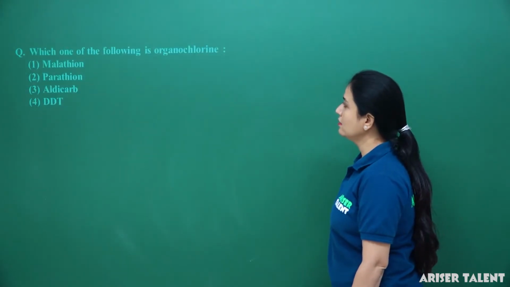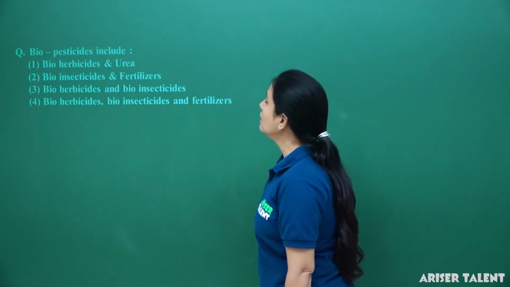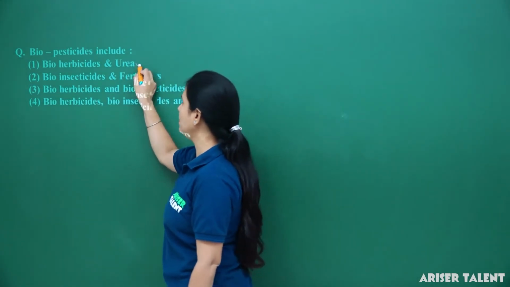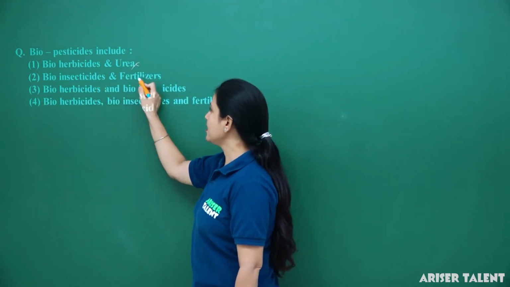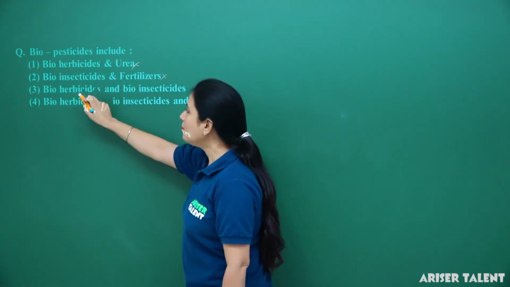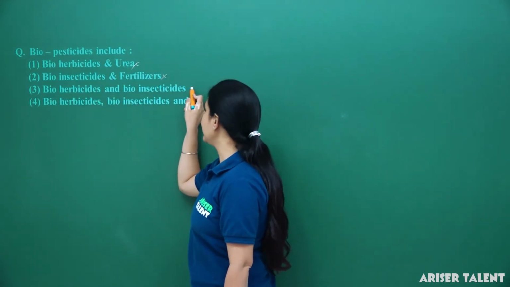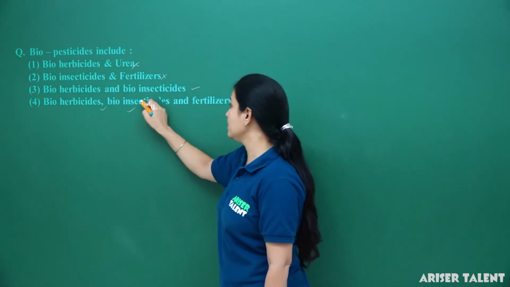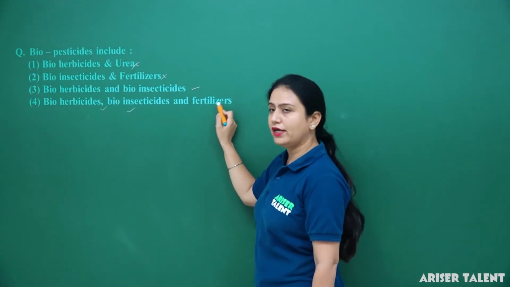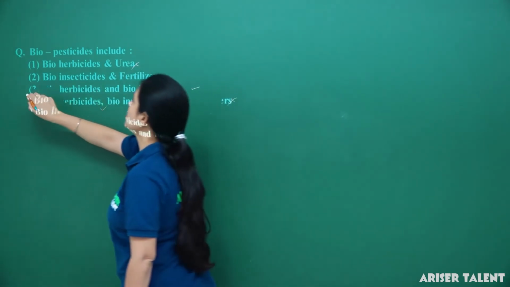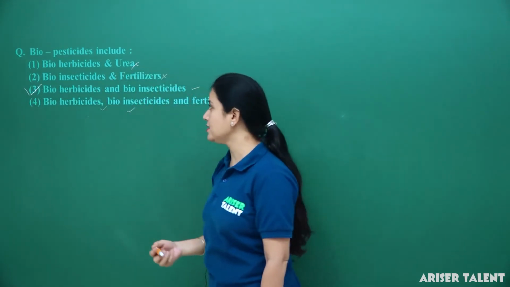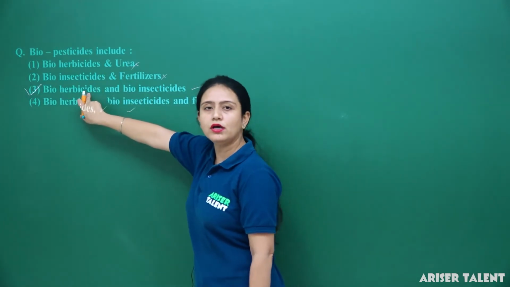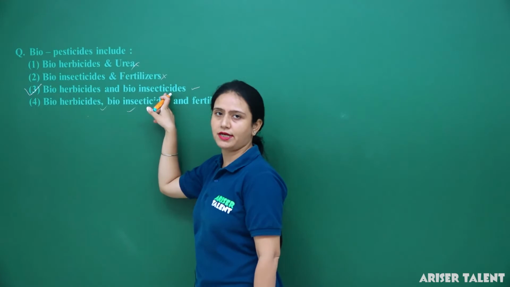Next is, biopesticides include bioherbicides and urea? No. Bioinsecticides and fertilizers? No. Bioherbicides and bioinsecticides? Yes. Bioherbicides and bioinsecticides are correct, but they do not contain fertilizers. So option 3 is the correct answer: biopesticides include bioherbicides and bioinsecticides.